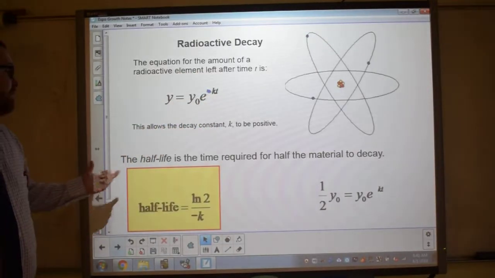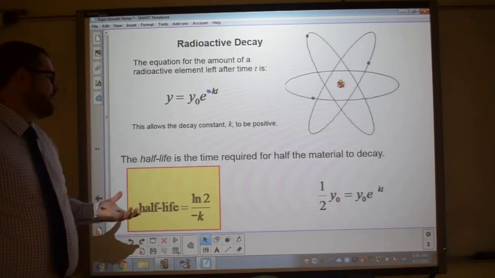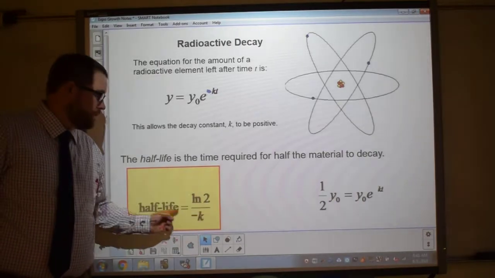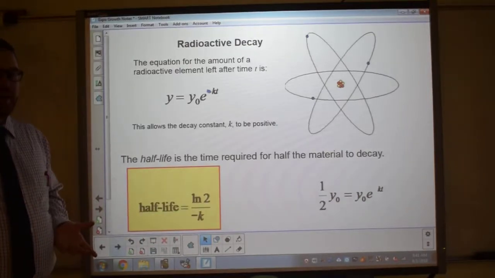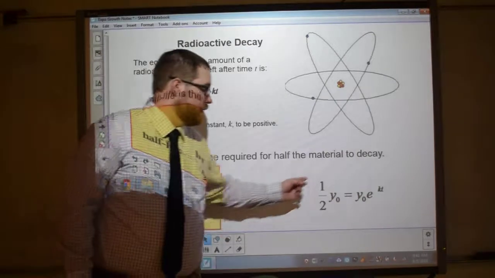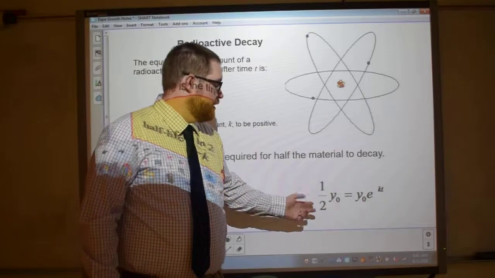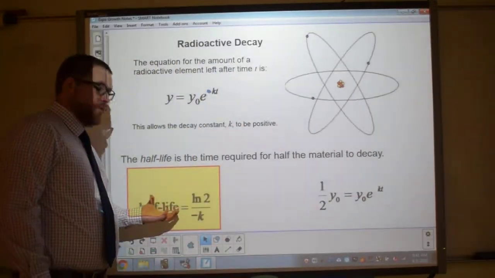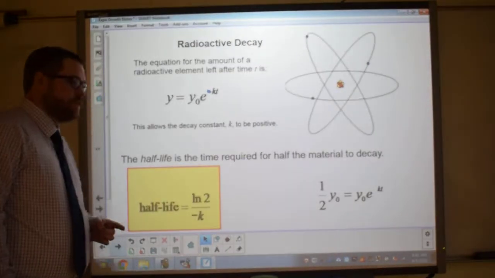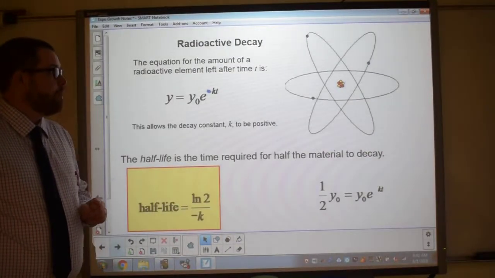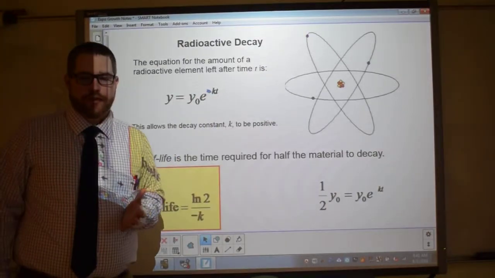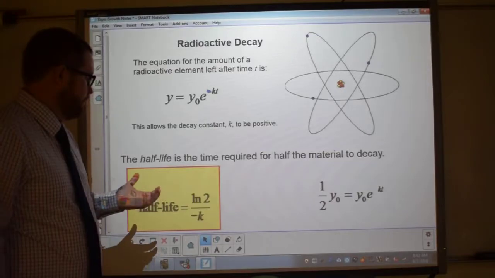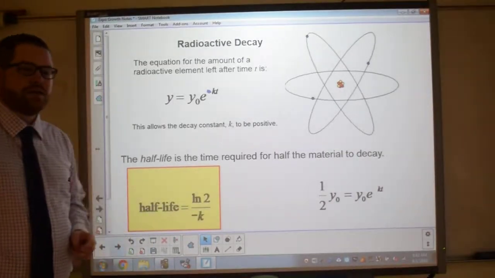Okay? Half-life, something you've discussed in chemistry, is the time required for the material to decay half of it. Here's a formula to find half-life. You could also use this formula, meaning that half of your original amount is left from your original amount. This formula is much easier to use, so this is the one we're going to use. Why is K negative? Because we know that we're going to get a negative answer for K. We know that since it's decaying, the rate will be negative, so we're going to make it back into a positive.